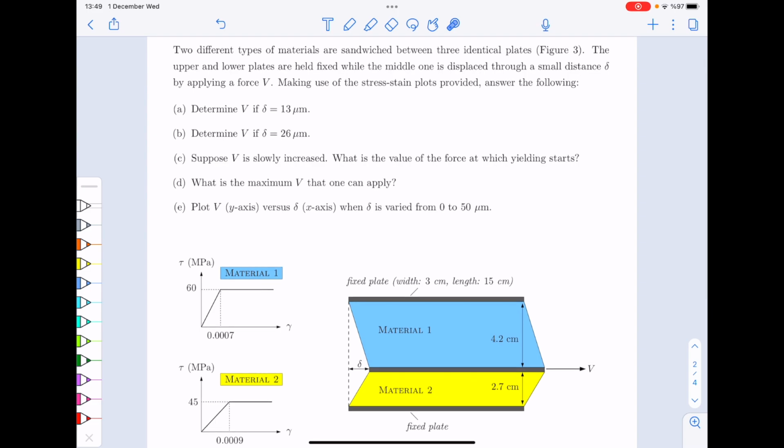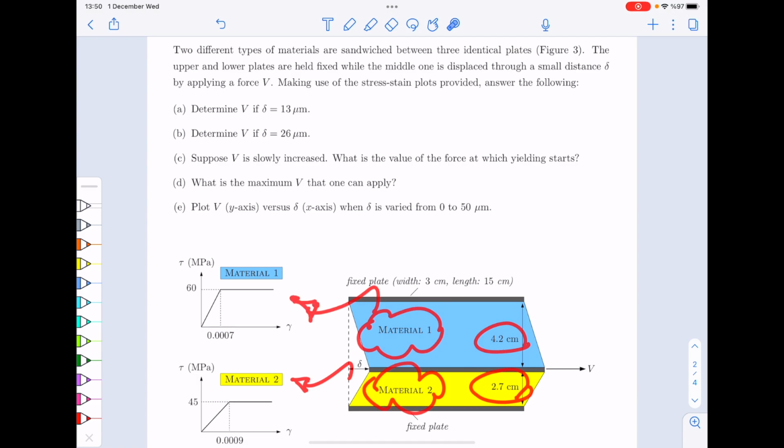All right, this is a very, very nice exercise. Two different types of materials are sandwiched between three identical plates. So you have these plates. Let's say these are rigid plates if you want. And we have two different materials between them. They have different thicknesses, and they have different properties. So material 2 follows this stress-strain graph, and material 1 follows this stress-strain graph.